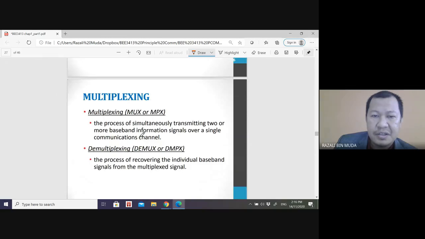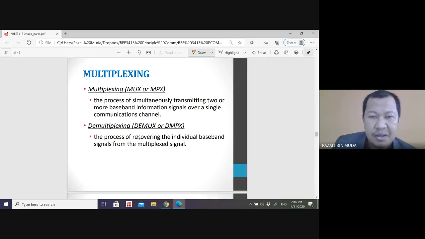Next, we will discuss this topic further, multiplexing, in chapter four. What is multiplexing? Multiplexing, also known as MUX, is the process of simultaneously transmitting two or more baseband information signals over a single communication channel or medium. Let's say you have one wire and a few baseband signals as inputs, and you want to transmit all of them into a single communication channel.